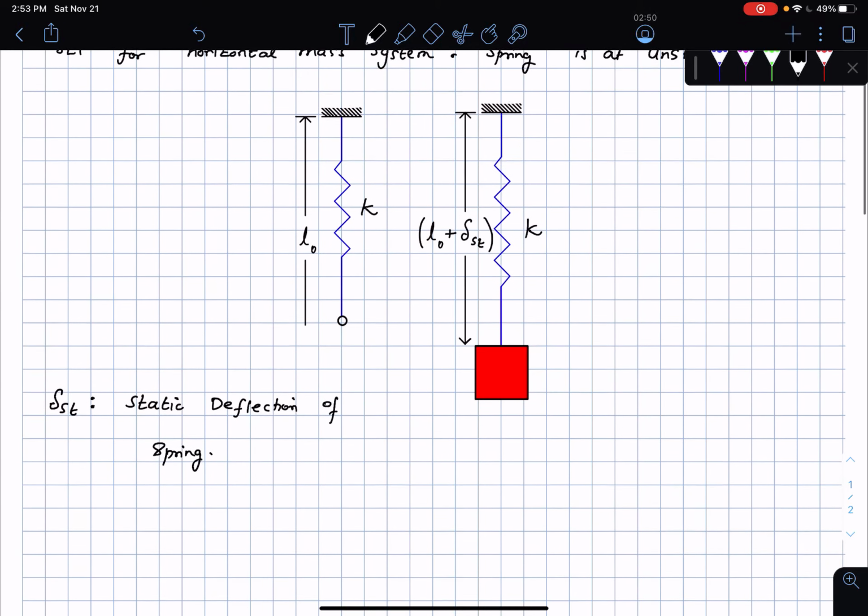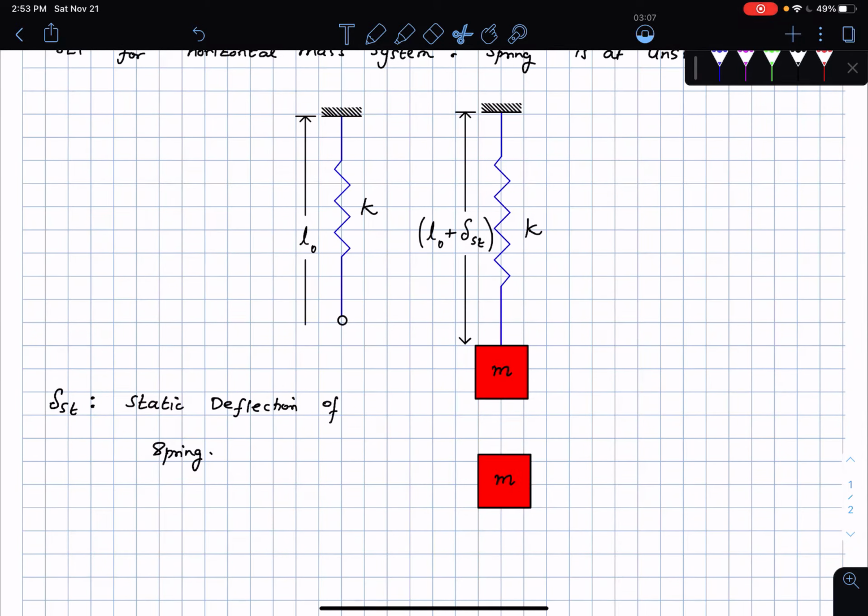And how do I find delta static? That's fairly straightforward. I can draw a free body diagram of the mass with the spring force and the weight of the mass acting on it. So this is a mass little m. If I draw a free body diagram, I'm going to copy this and bring this down here.